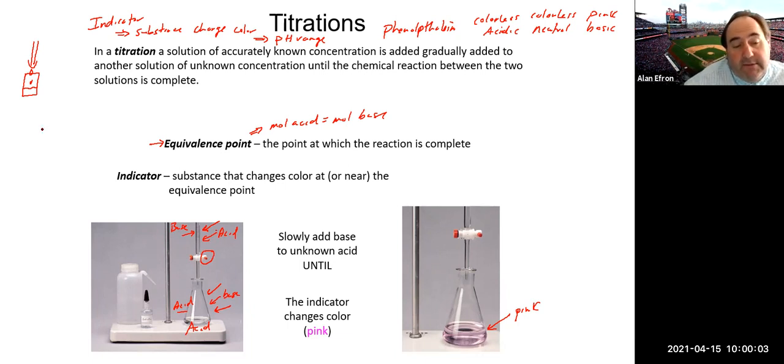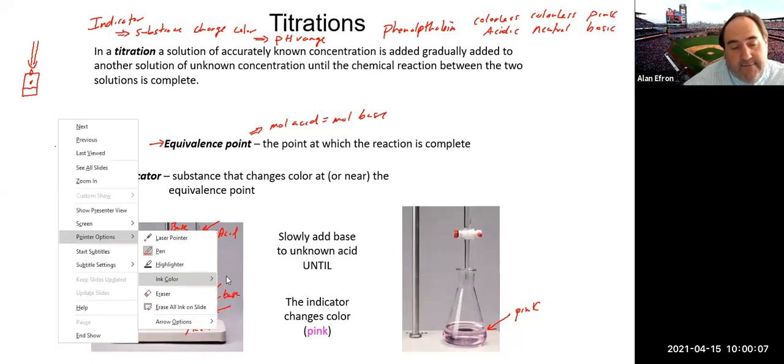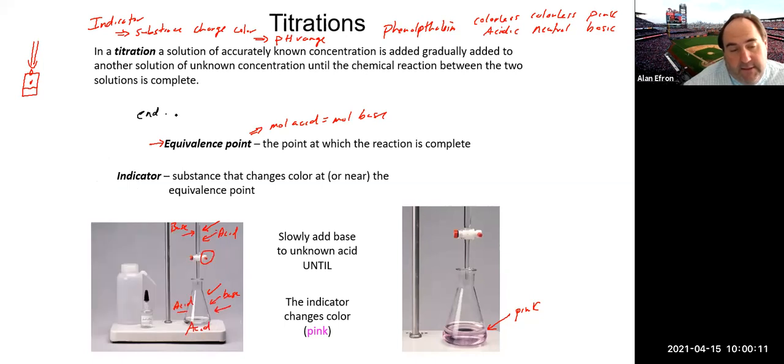Another terminology that we sometimes hear when we do a titration is the endpoint of a titration. The endpoint of a titration is where you pretty much stop. In a good titration, your endpoint should be pretty close to your equivalence point. Hopefully, they should be very near each other.